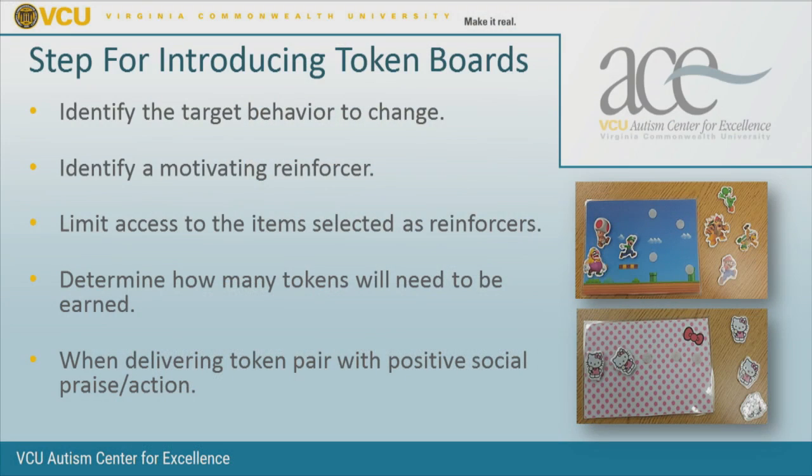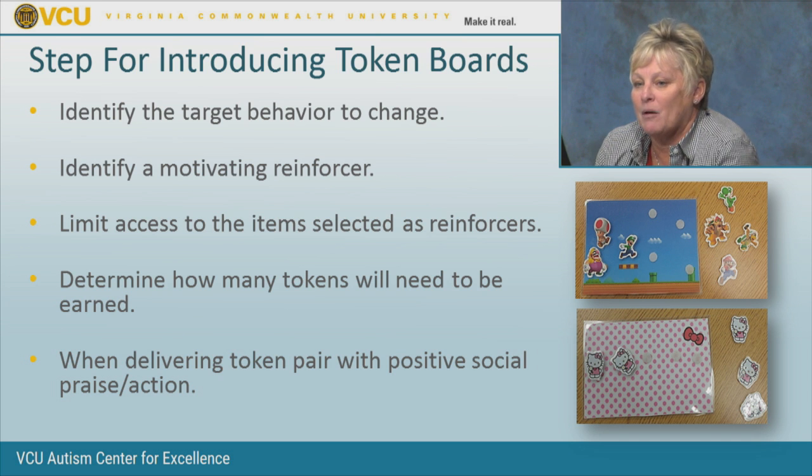When you're introducing a token board, you need to start with identifying the target behavior to change. Although I said earlier it's basic but essential, this frequently is one of the most common problems when people are developing the visuals. Everybody has not agreed on what the target behavior looks like. Behaviors look different to different people. So you need to make sure that if you are utilizing a visual for a specific behavior, everybody has the same picture in mind.